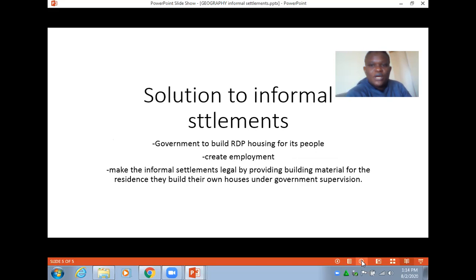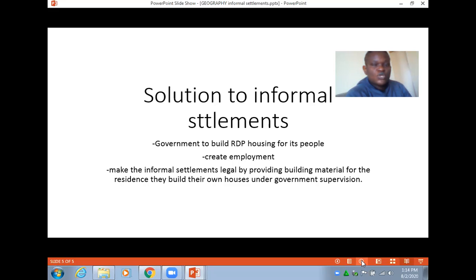So what can we do about these informal settlements? These informal settlements are growing rapidly in most countries, especially developing countries. So it means governments need to make sure that they implement ways on how to deal with these informal settlements. Most governments, for example, in South Africa, they've implemented the RDP housing for its people, where they build cheap housing for their people, 2 rooms, 3 rooms, where people can be living in those areas.